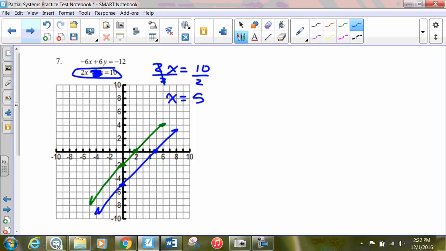Let's connect the dots, and can we see what's going on here? We've got two parallel lines. Are these parallel lines ever going to intersect? No. That's why there will be no solution, because they're never going to intersect.